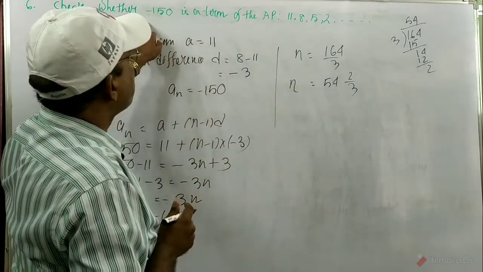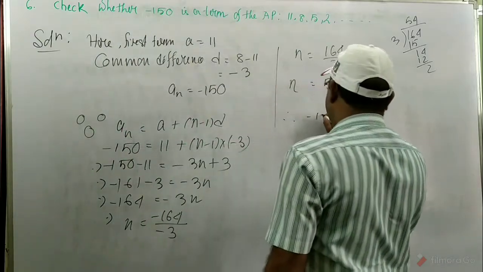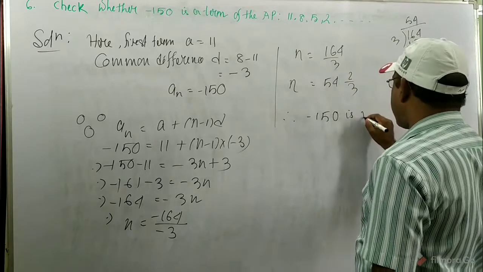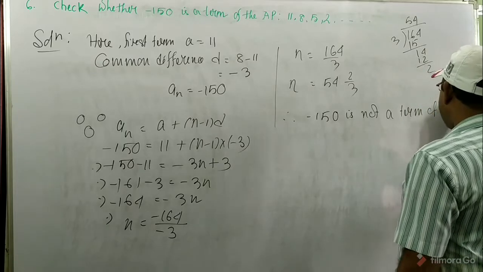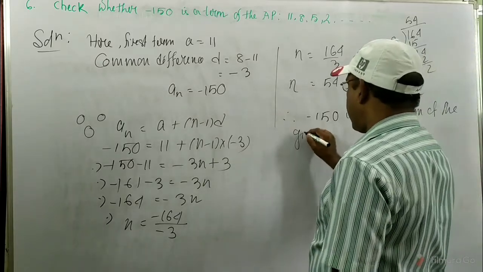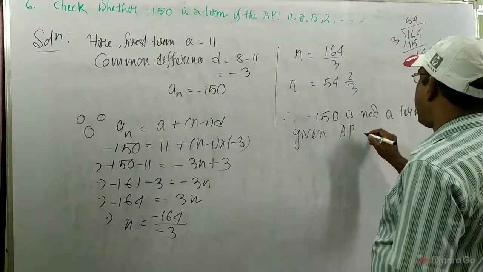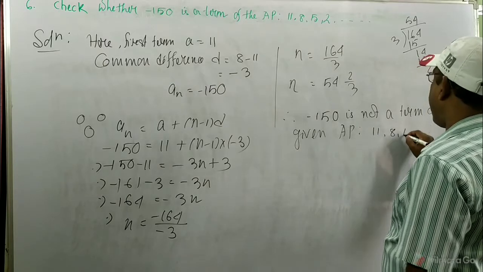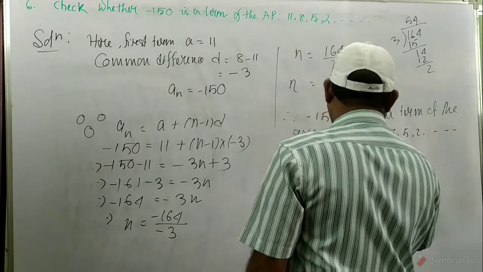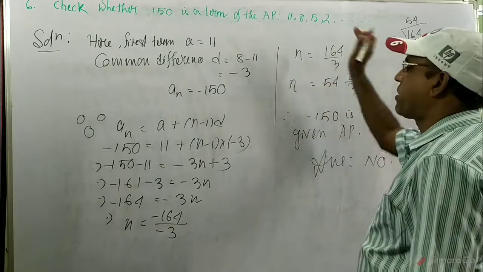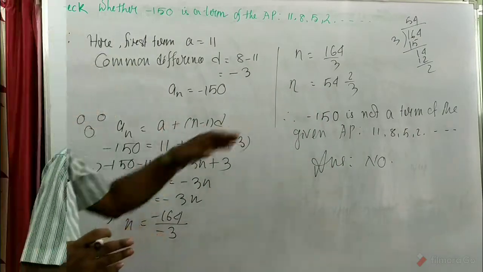So minus 150 is not a term of this AP. Therefore minus 150 is not a term of the given AP 11, 8, 5, 2, and so on. The answer is no. This is not a term of the given AP. So I think this solution is clear. These are very easy solutions.